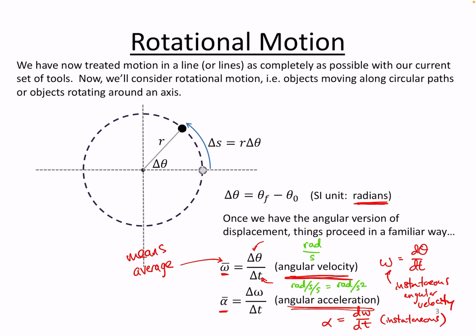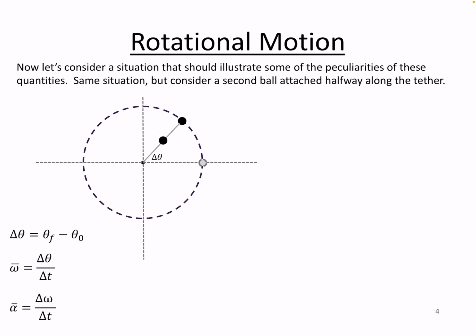When we come back for the next video, we'll take these variables and work out a couple of things to do with them. We'll also outline some properties of rotational motion that are different than you might expect for linear motion.